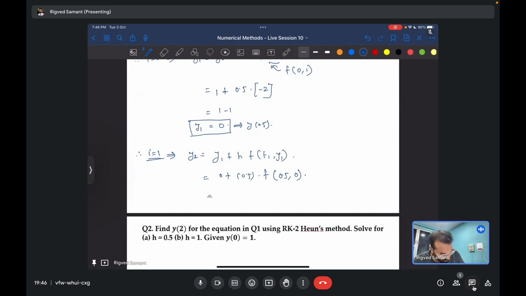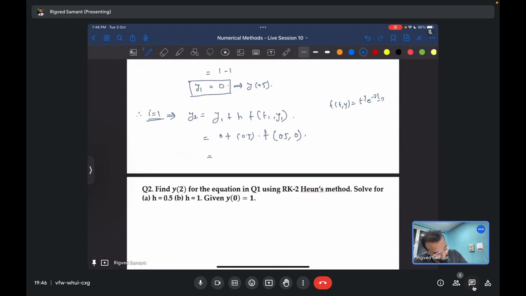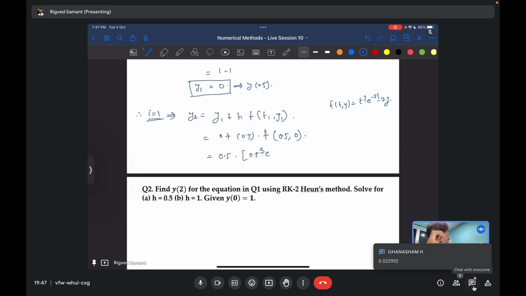So what is the equation? F of t comma y is equal to t cube e raised to minus 2t minus 2y, right? Minus 2y. So where there is y, that would be 0. So last term would be 0. And the 0.5 into 0.5 cube into e raised to minus 2 into 0.5. So this would be 0.0229.